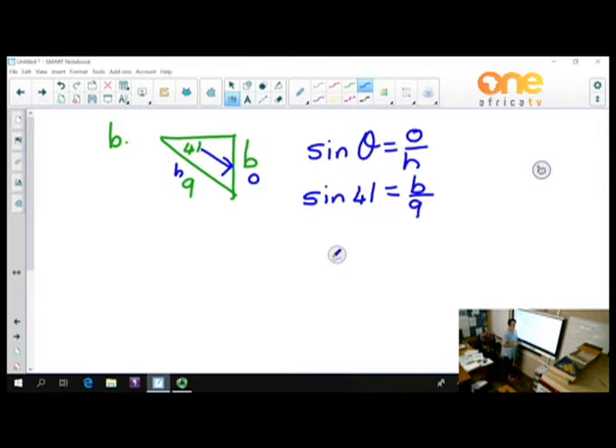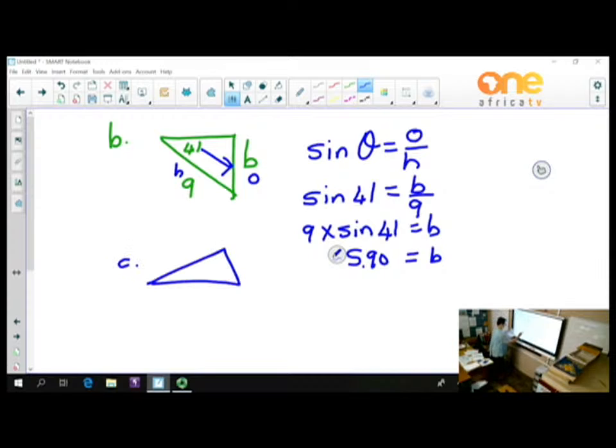Which method? Top times. So it will be 9 times sine 41 is equal to b. And we do that on our calculators. So 9 times sine 41 is equal to, and I got 5.90. So b is equal to 5.90.